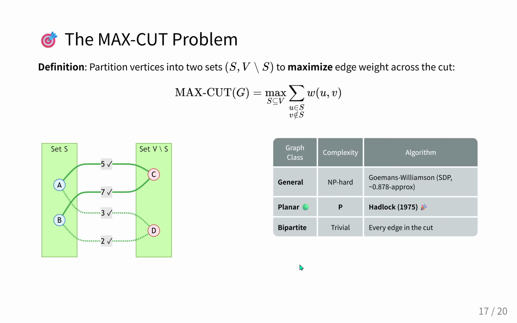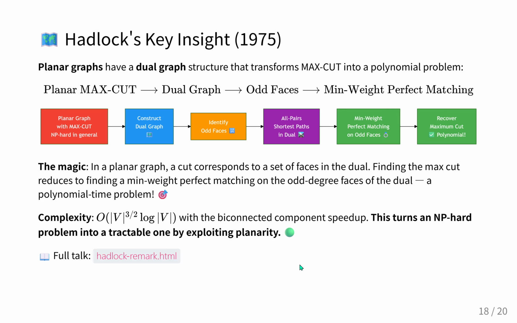He used a dual graph to turn the max cut into a min-weight perfect matching on odd faces. Okay, wait. Let's visualize that. Yeah. So think of a physical map of a continent, right? The borders are the edges and the countries themselves are the faces. You drop a capital city in every country and draw lines between the adjacent capitals. Exactly. You've just built the dual graph.